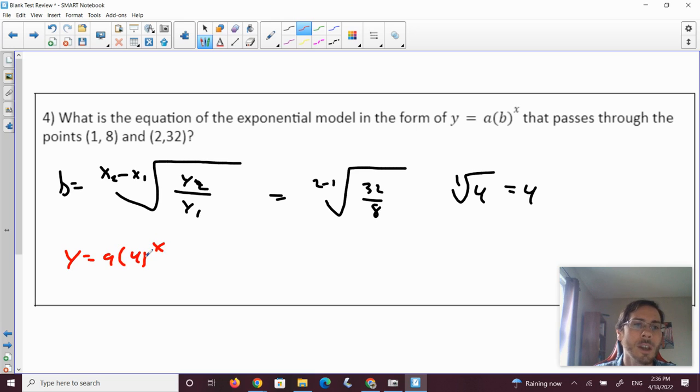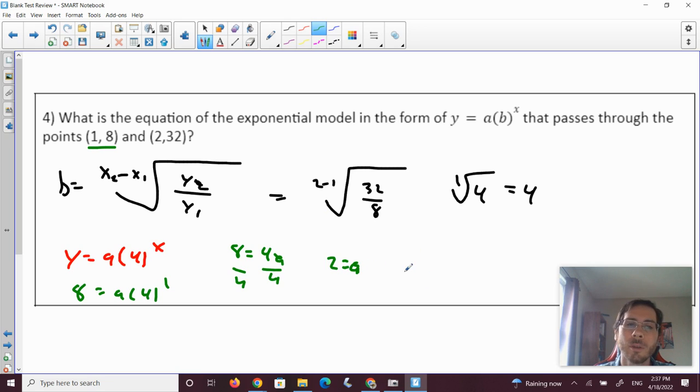4 to the x. And now we can just pick any point that we want as x and y. I'm going to pick this one. So I want 8 equals a times 4 to the first power. So that means that 8 equals 4a. Divide both sides by 4. 2 equals a. And I get my final equation, y equals 2 times 4 to the x. And that's it.